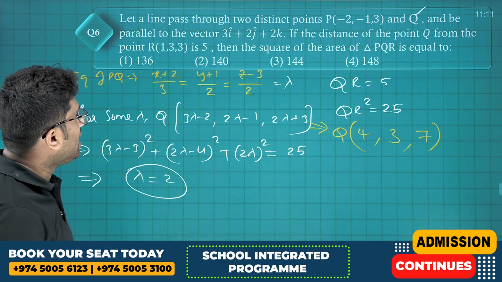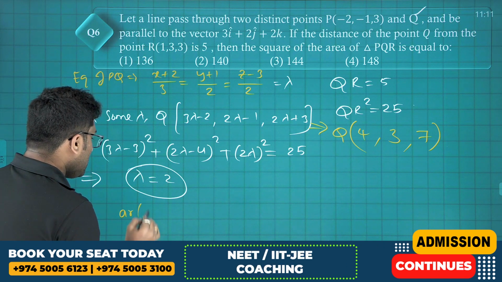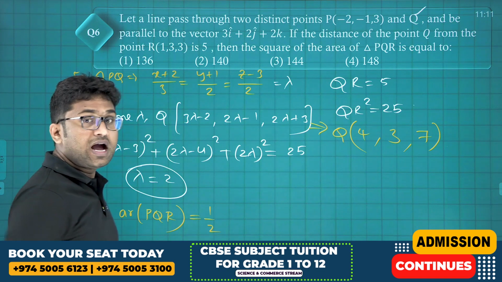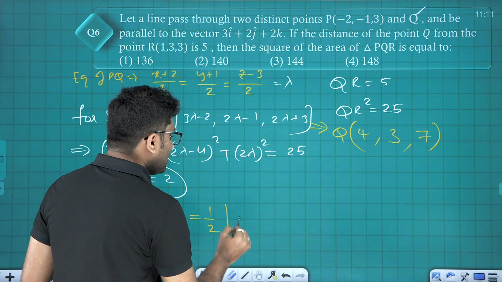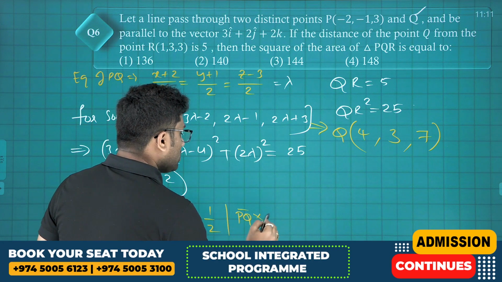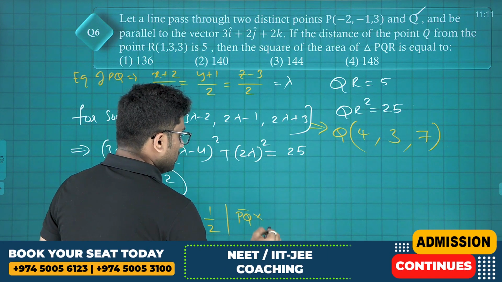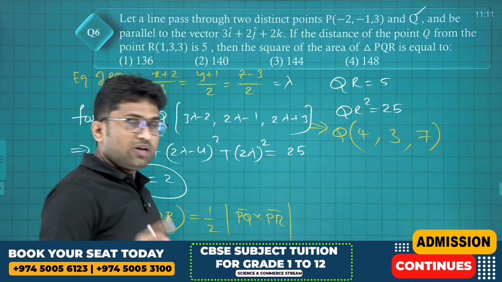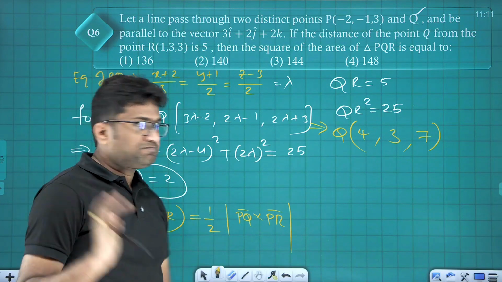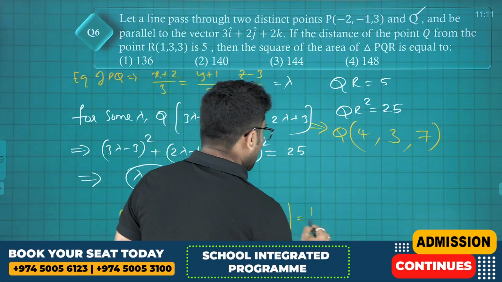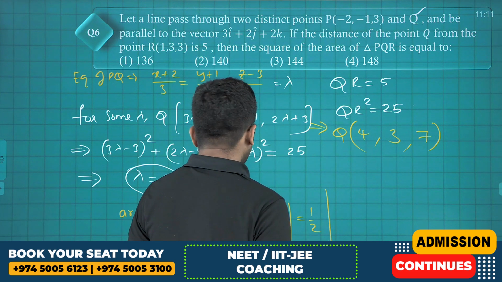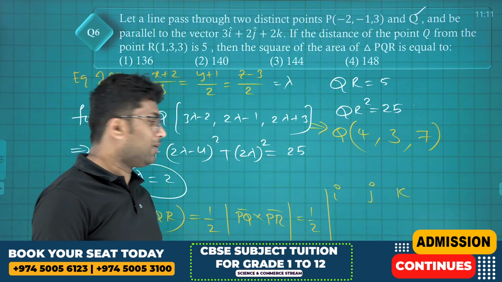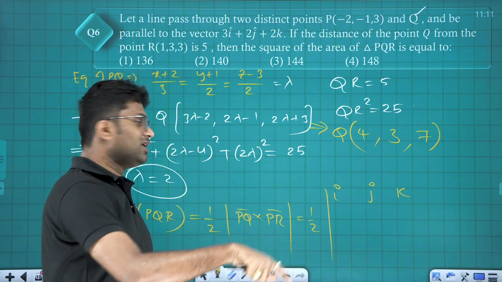Now what they are asking is the area of triangle PQR. From vectors we know the formula: half into the modulus of PQ bar cross PR bar, or PQ cross QR, anything is fine. The modulus of the cross product of any two sides. So that is nothing but half into the determinant of i, j, k. First we have to find PQ cross PR, and then its modulus.